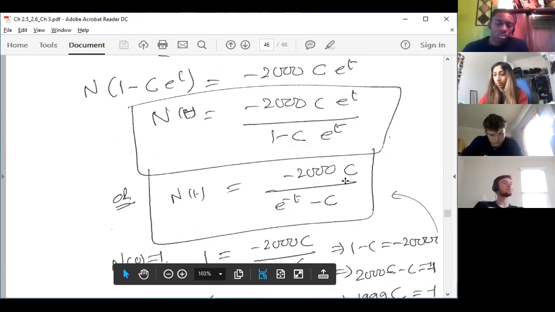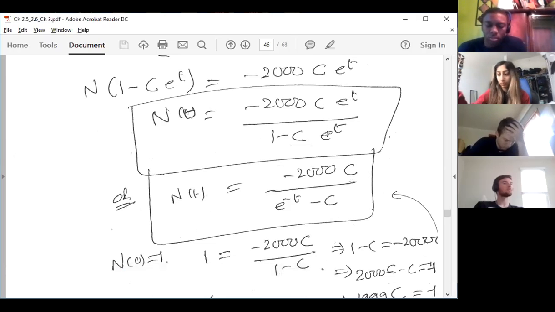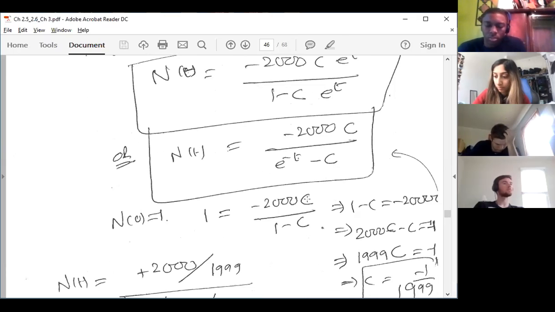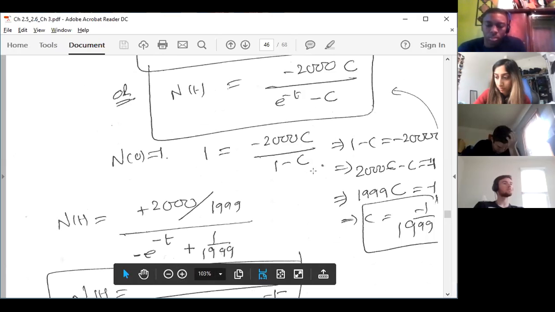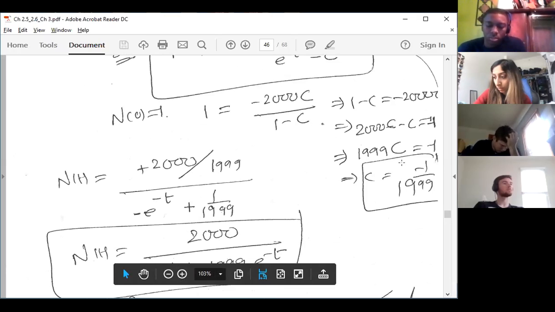So N(t) equals negative 2000 c, because if I divide by e to the power t here, here, and here, it is e to the power negative t here. Initial condition: N at 0 equals 1. When t equals 0, the value is 1. And I am finding my value of c using this first initial condition. The value of c is negative 1 over 1999.